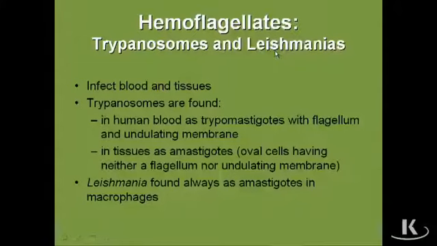All right, we're going to move on to the hemoflagellates, including the trypanosomes and leishmanias. Now, all in all, these are fairly low yield. There's one trypanosome that I would give medium yield status to, and that's Trypanosoma cruzi. These organisms infect the blood and the tissues, and typically the disease follows the inflammatory response to the amastigotes.